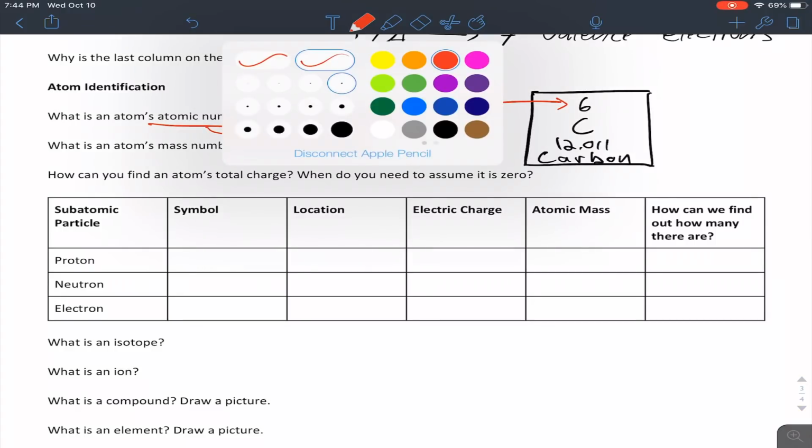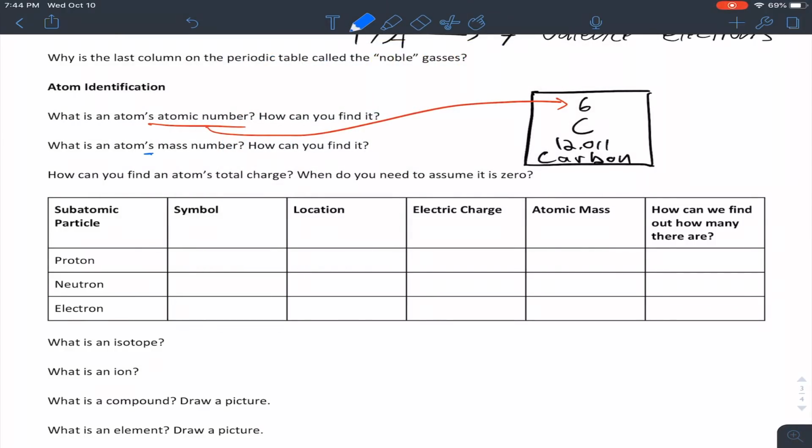Okay, so that means then our atomic mass, our atom's mass number, is this one. Remember, the reason it's a decimal on the periodic table is it is an average of all the isotopes. So when we're filling out our atom identification charts, we don't want to use the atomic mass on the periodic table if we don't have to. If we have protons and neutrons given and we can add them together to find that specific isotope's mass number, we want to use that. We only use the average on the periodic table as a last resort.